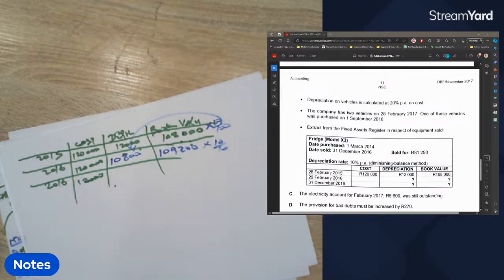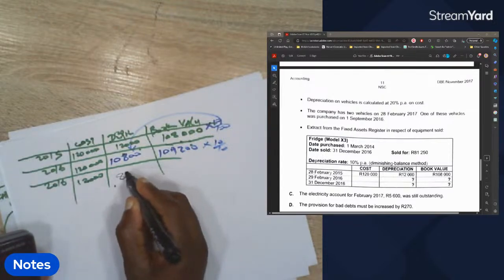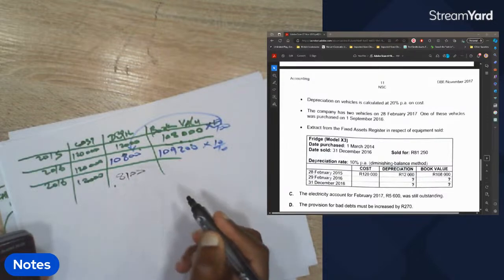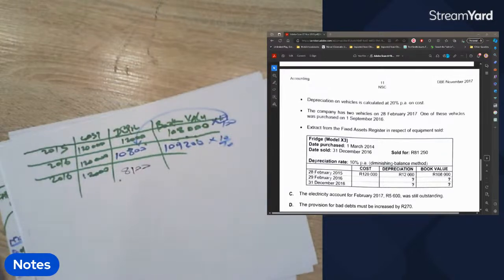From December, this is from December to the year end, so which means it's not a full year, so it's December, January, February, so we've got 2 months here, times by 2 divided by 12, right? So what do we get here? Let's calculate that one. We get 8,100, right?